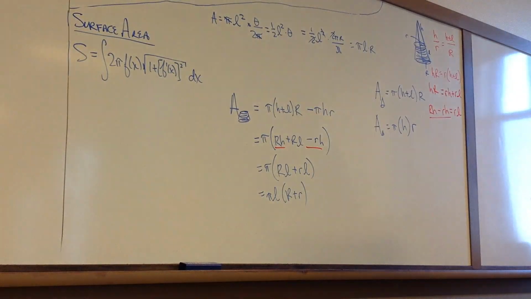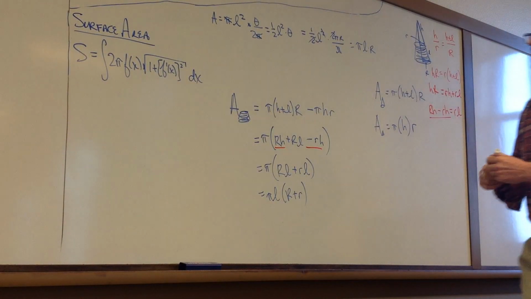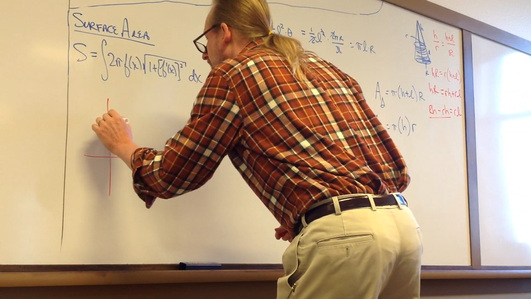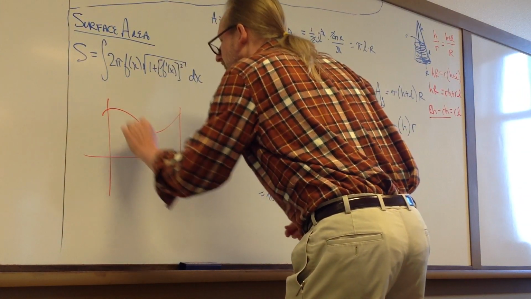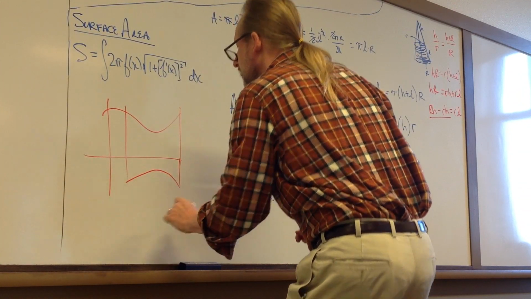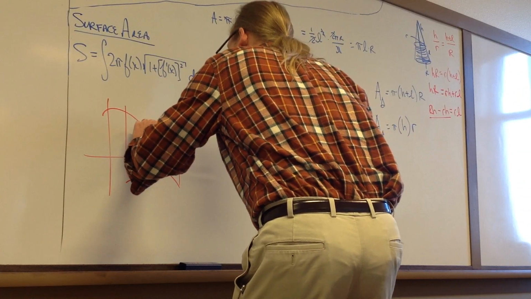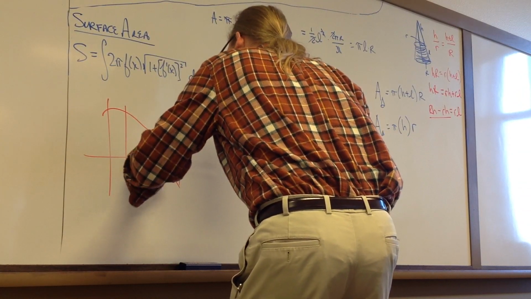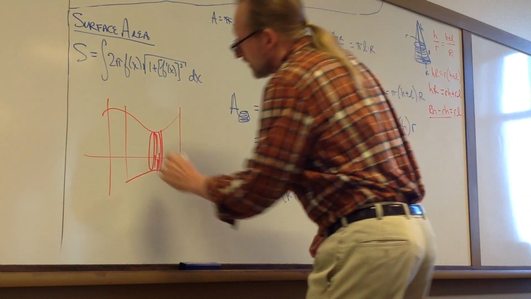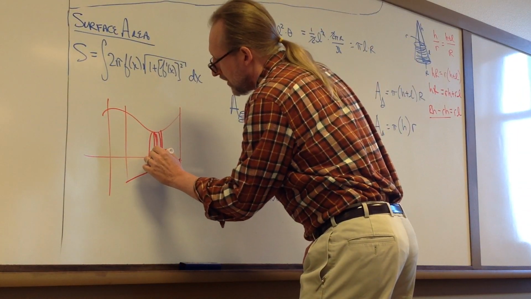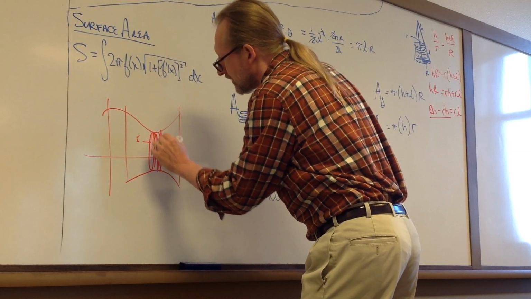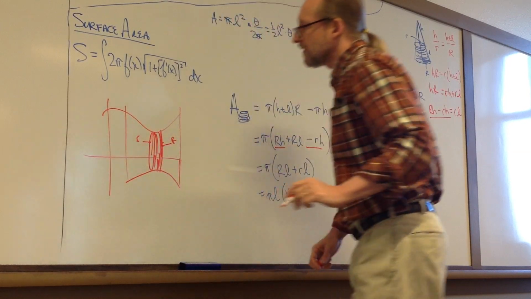Okay, let's see here. I need that diagram again. Well, let's draw another one. So, here's our function. And let's see, what are we doing? We're going to rotate this kind of like that. Okay, so this is really our little r right here. Okay, and then our big R is going to be down in here.